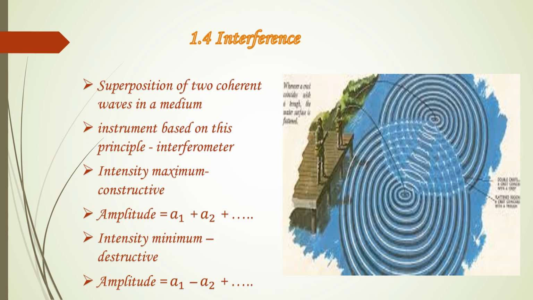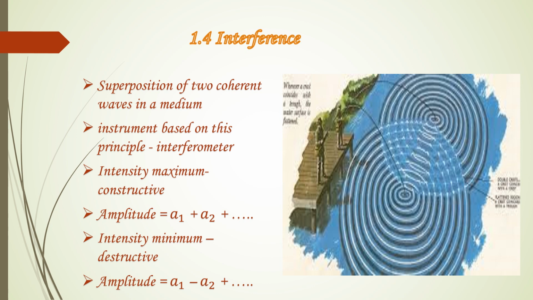First one is constructive interference. It means the intensity is maximum. Next one is the point at which the intensity is minimum, which is called destructive interference. In destructive interference, the resultant amplitude is the difference of amplitudes between the two waves. In constructive interference, the resultant amplitude is the sum of the amplitudes of the two waves. The instruments which are based on the principle of interference are called interferometers.